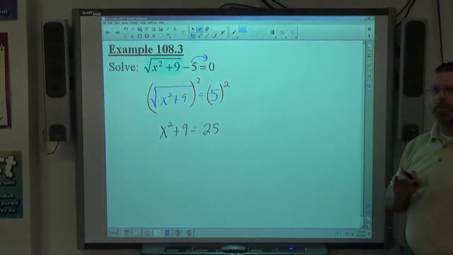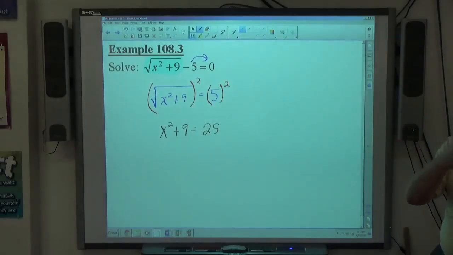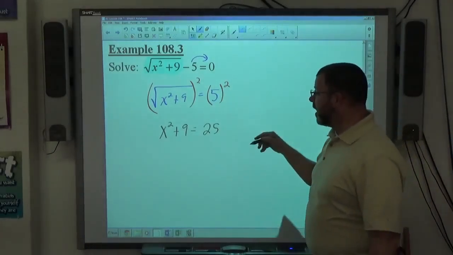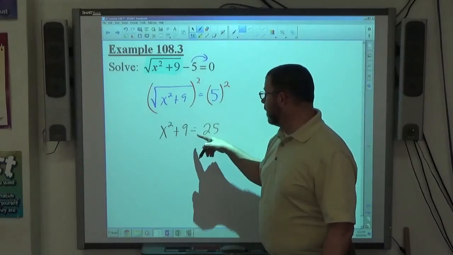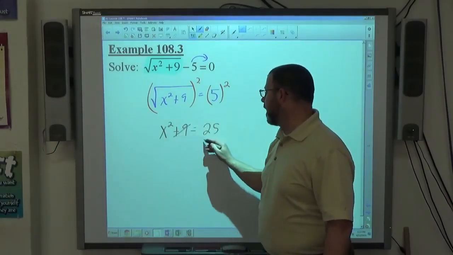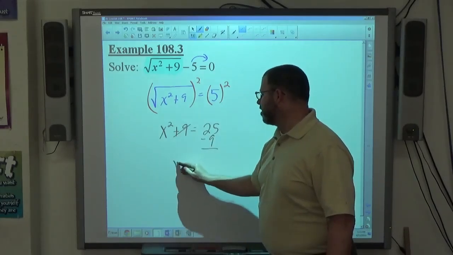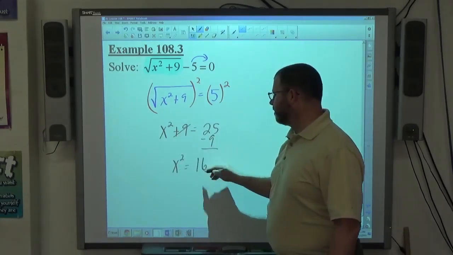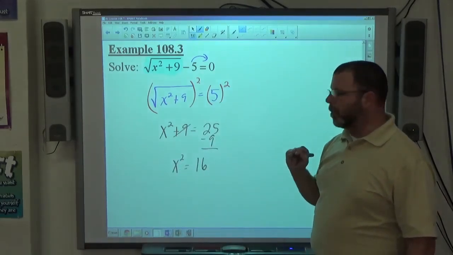Okay, the last two problems had x plus or minus something equals. Now we have x squared plus 9 equals. So to solve an x squared equals type problem, there's no x to the first power. The easiest way to do this is move the 9 to the other side. That gives me x squared is equal to 16. And then we square root both sides.